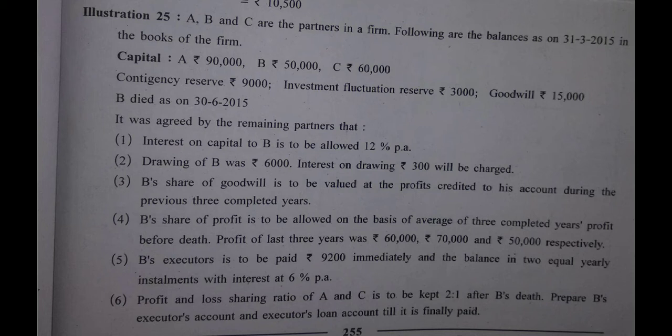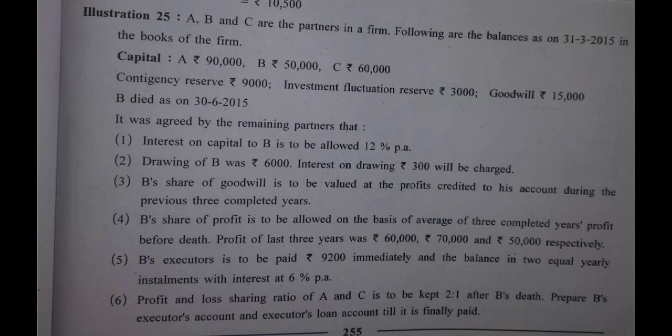Illustration 25, page number 255. A, B and C are the partners in a firm. Following are the balances as on 31st March 2015 in the books of the firm. This is the capital of all the 3 partners, A, B and C. Then you have contingency reserve rupees 9,000, investment fluctuation reserve 3,000, goodwill of rupees 15,000.